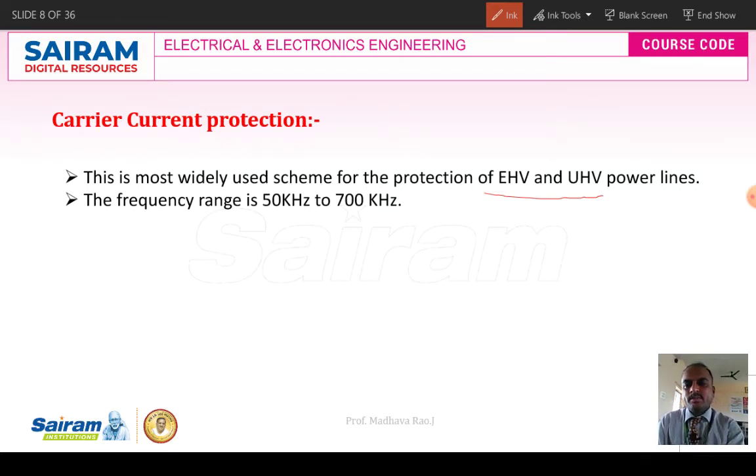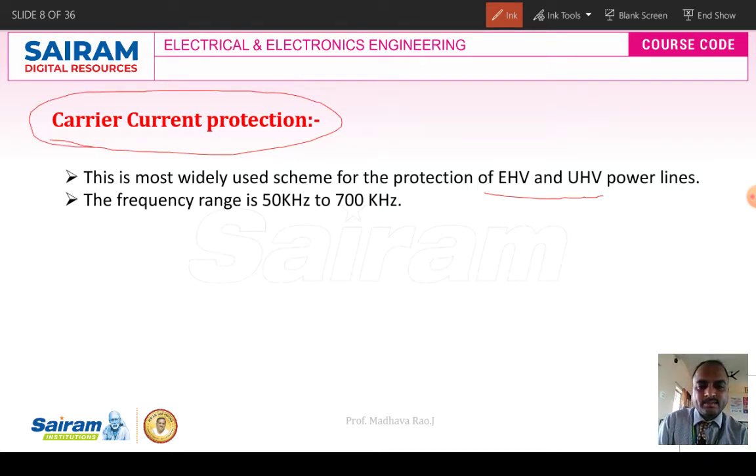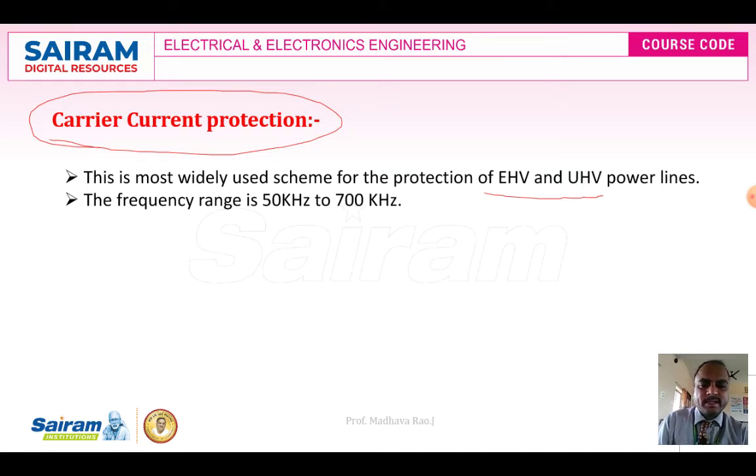Carrier current protection is a wireless system, which we will see in the next diagram. That is why carrier current protection is more popular than pilot wire protection for EHV and UHV power transmission lines. Now we will come to the block diagram of carrier current protection.